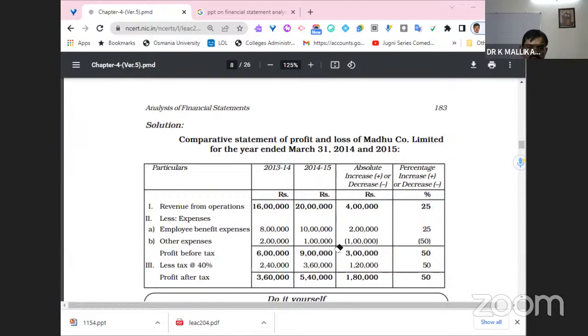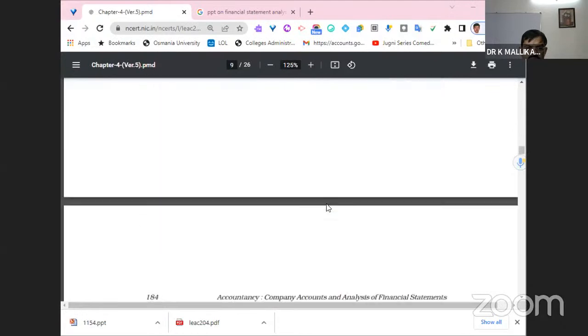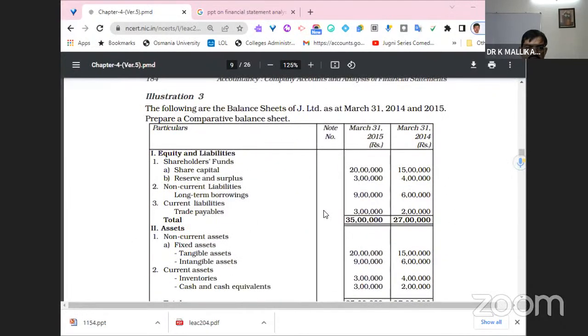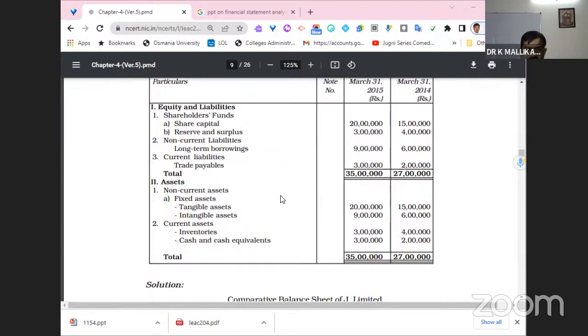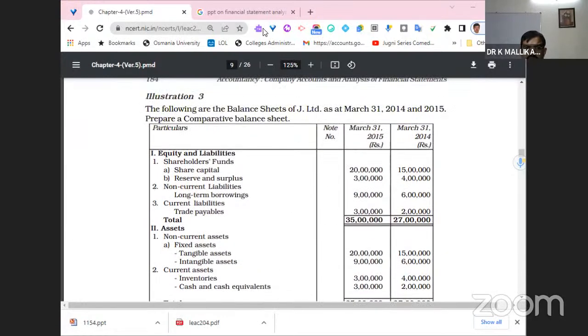Compare the statement. Now here also, same for practice purpose. This is the examination point of view. You'll get this kind of problem: the following are the balance sheets of J Limited at March 31st, 14 and 15. Prepare a comparative statement. So it is very easy. This problem is given.